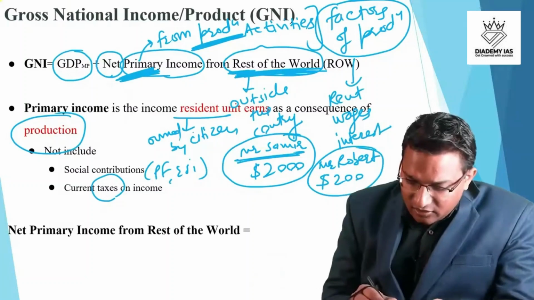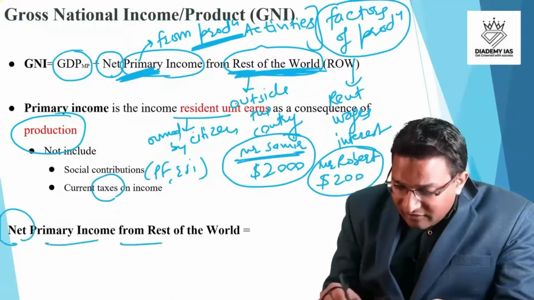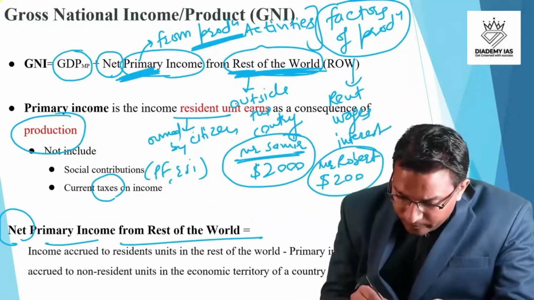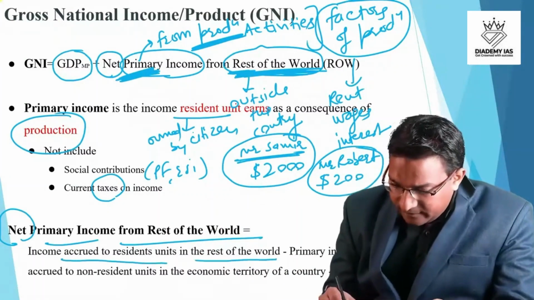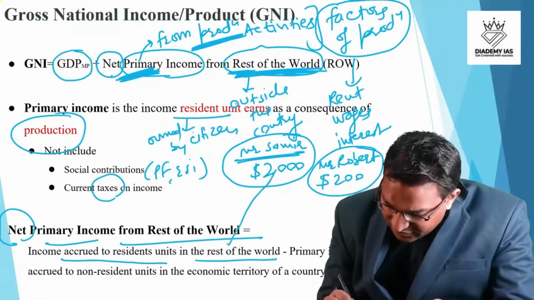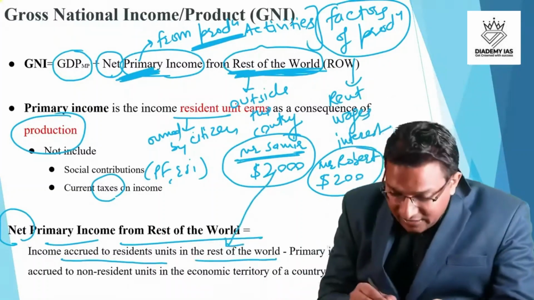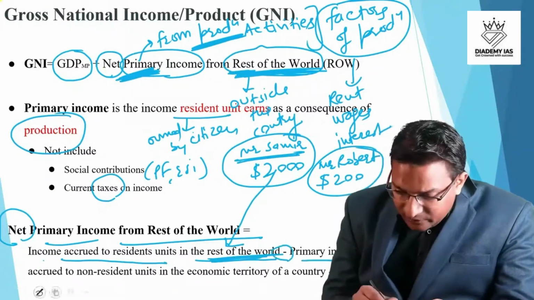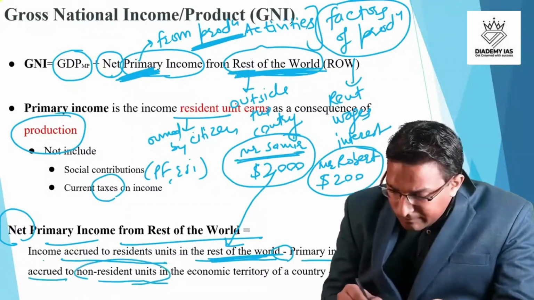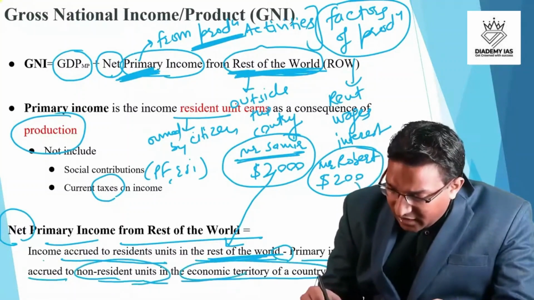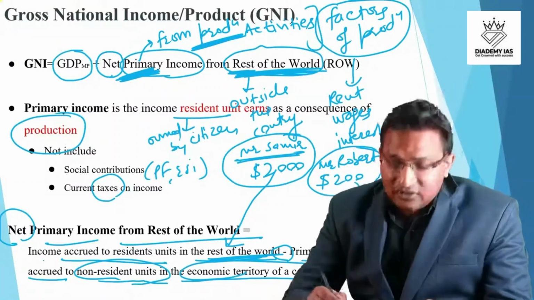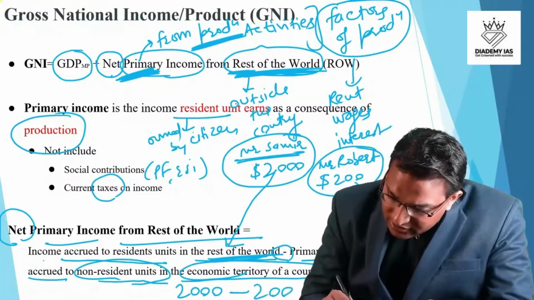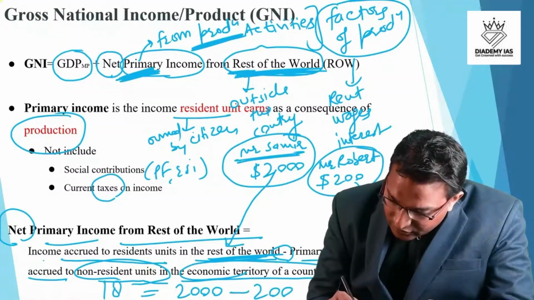So finally, what is the meaning of net primary income from rest of the world? It means the income accrued to the resident units in the rest of the world, right? So this is the income of Mr. Samir, $2,000. Income accrued to resident units in the rest of the world minus the primary income accrued to non-resident units in the economic territory of the country. This is the income of Mr. Robert. So in this case, the net primary income from rest of the world will be 2000 minus 200 is equal to $1,800.